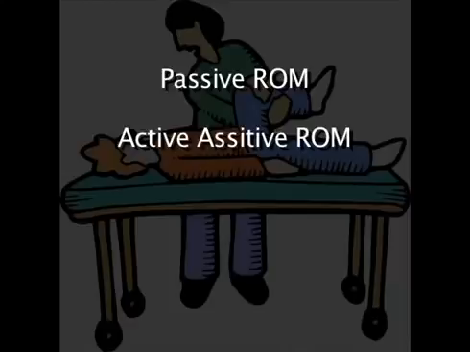Active assistive range of motion is a type of active range of motion in which assistance is provided by an outside force because the prime mover muscles need assistance to complete the motion. Active range of motion is movement within the unrestricted range of motion for a segment that is produced by an active contraction of the muscles crossing that joint.